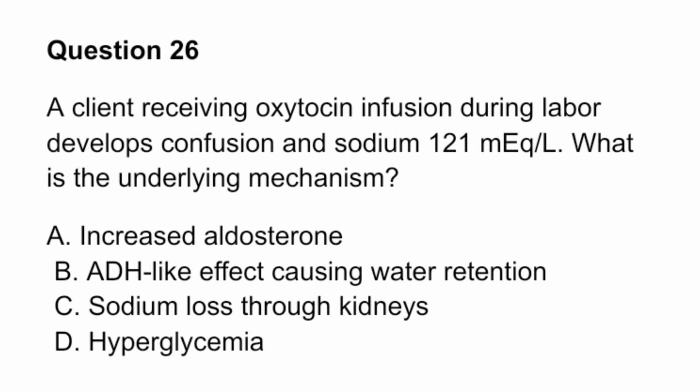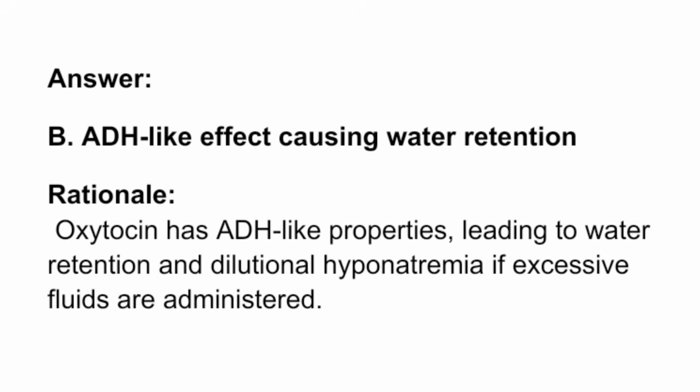Question 26. A client receiving oxytocin infusion during labor develops confusion and sodium 121 milliequivalents per liter. What is the underlying mechanism? A. Increased aldosterone. B. ADH-like effect causing water retention. C. Sodium loss through kidneys. D. Hyperglycemia. Answer. B. ADH-like effect causing water retention. Rationale. Oxytocin has ADH-like properties, leading to water retention and dilutional hyponatremia if excessive fluids are administered.